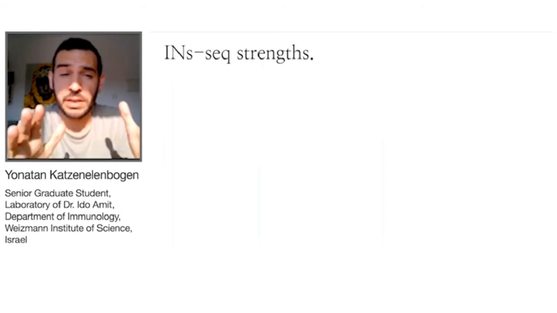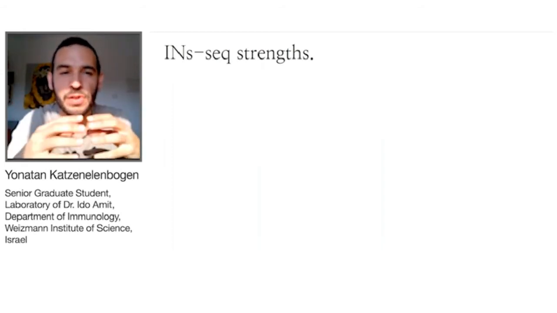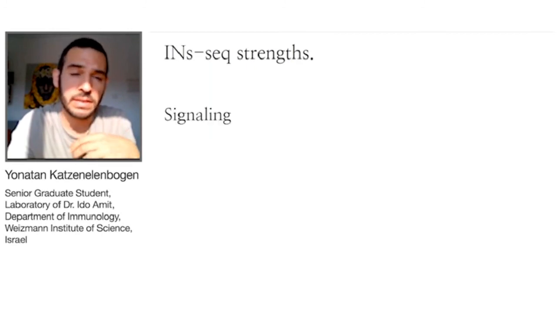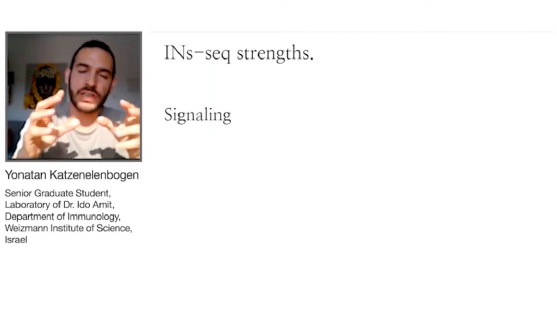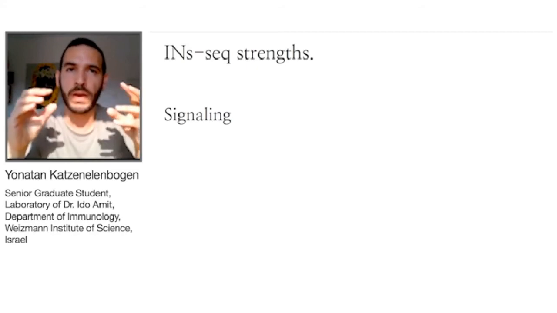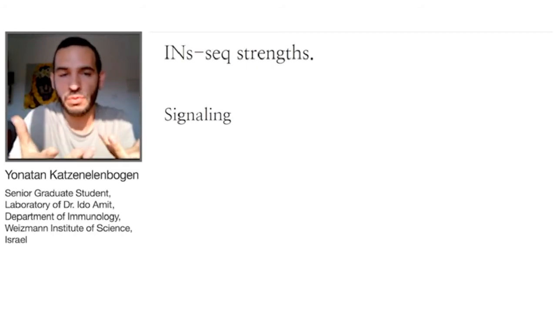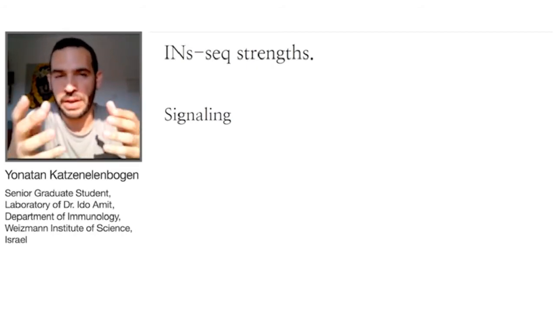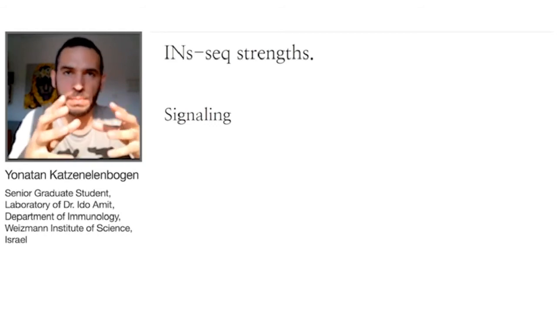This is my last slide. I just want to emphasize and conclude the insect strengths as I see them. First is targeting signaling events, because again, we're totally blind to signaling events when the readout is only RNA, only transcripts. So it's a very powerful tool for that.